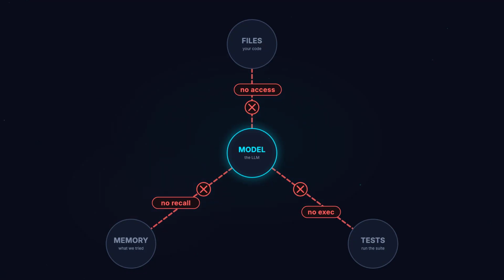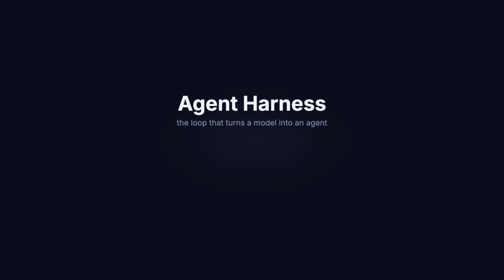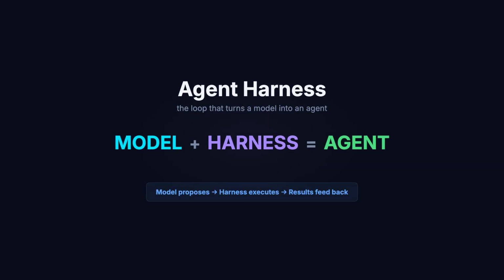A model is a brain in a jar. The harness is what gives it hands, eyes, and a memory. So what is an agent harness? It's the loop that wraps a language model and turns it into something that can take actions in a world. The model proposes. The harness executes. The harness feeds results back. And every coding agent you have ever used, Claude Code, Cursor, Codex, is a harness wrapped around a model.